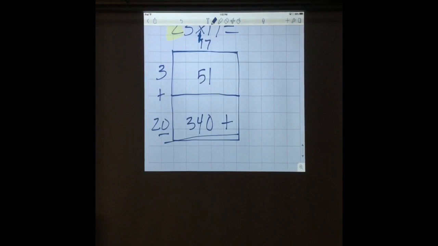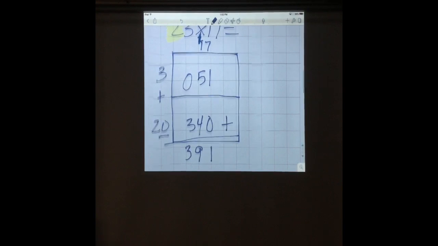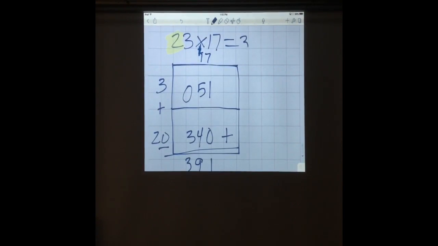It's 20 plus 3 equals 23, right? So 0 plus 1 is 1. 5 plus 4 is 9. And 3 plus 0, there's nothing there, right? Is 3. So our answer to our problem is 391.